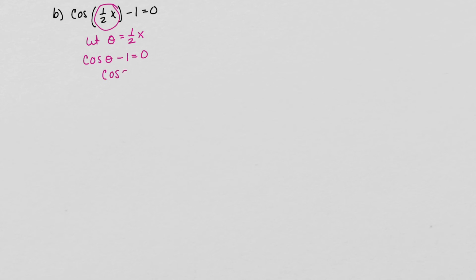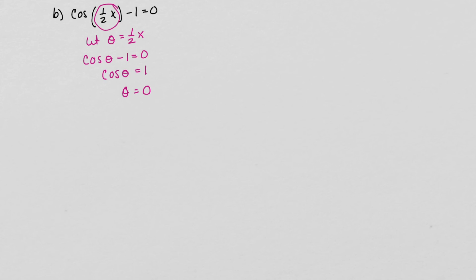So B, the cosine of 1/2 x minus 1 equals 0. So again, I'm going to let this inside stuff here be theta. So we're going to let theta be equal to 1/2 x. And what that means is now we are trying to solve the cosine of theta minus 1 equals 0, or the cosine of theta equals 1.